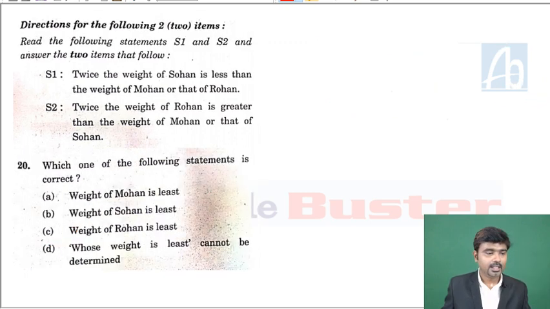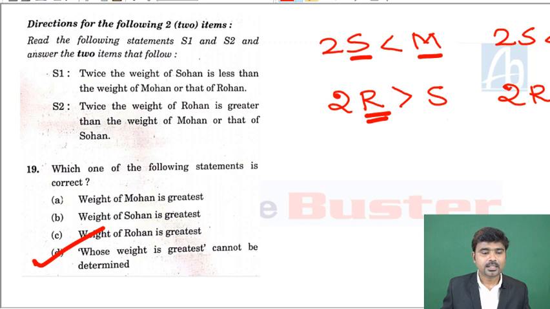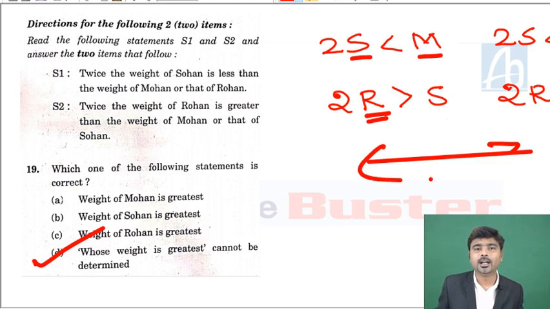What's the next question? The next question, which one of the following statements is correct? The first one, weight of the Mohan least, weight of the Shogun least. The answer is B. The least we can find out, the highest we can't find out. The reason is, see, there is no comparison given between M and R.